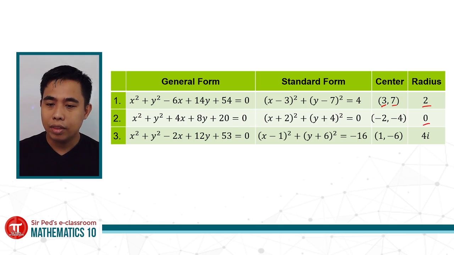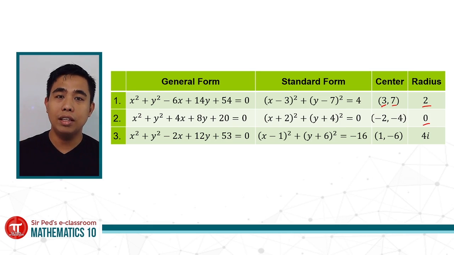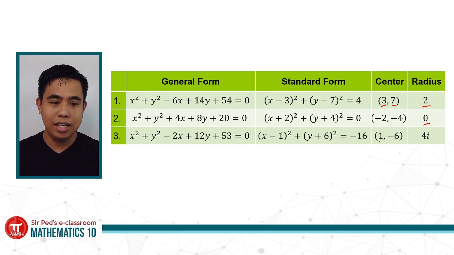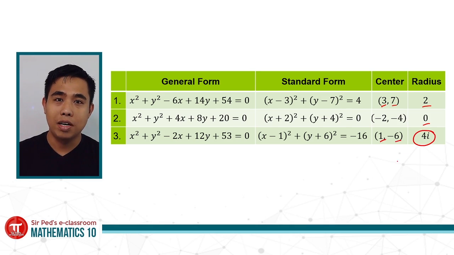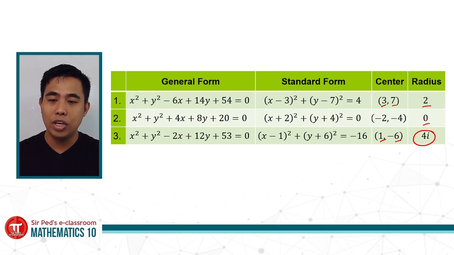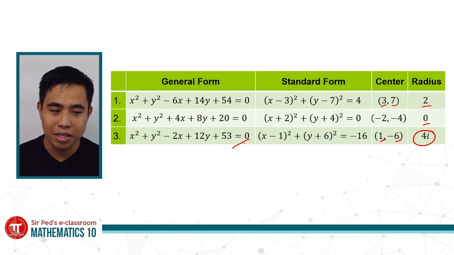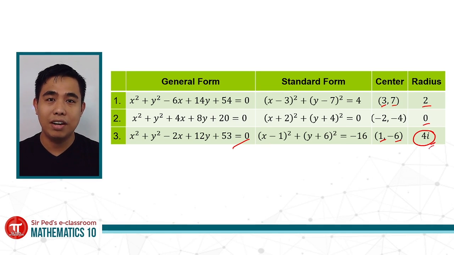In number 3, the general form is x squared plus y squared minus 2x plus 12y plus 53 equals 0. And the standard form is (x minus 1) squared plus (y plus 6) squared equals negative 16. We can determine the center as (1, negative 6). However, the radius is an imaginary number. The graph of this equation does not exist in the Cartesian plane, since the number lines are real numbers and the radius is an imaginary number.